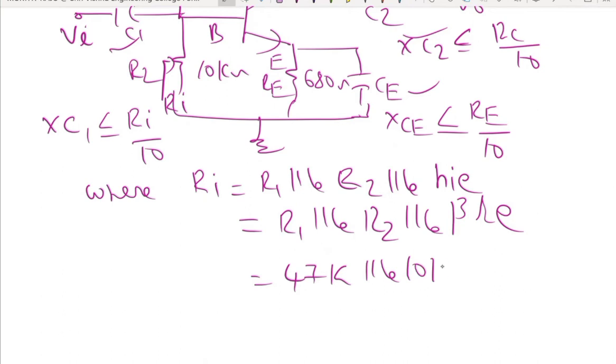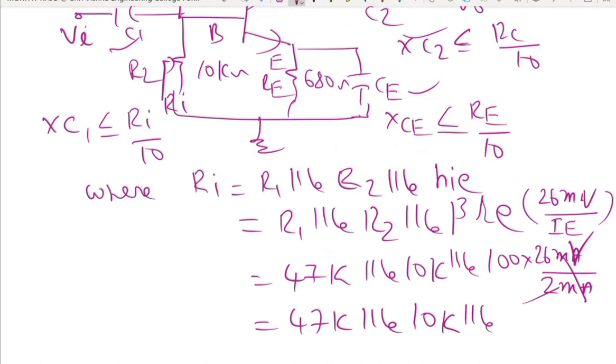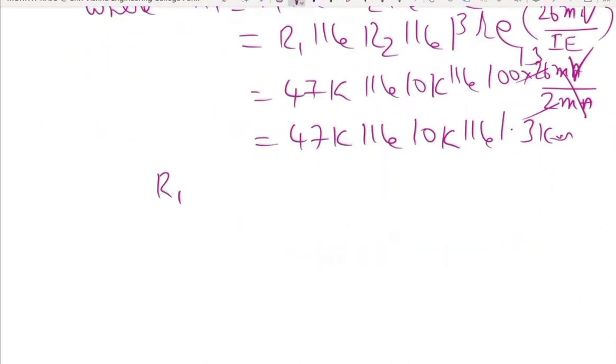R1 parallel to R2 parallel to HIE, where HIE is beta into RE, that is 47K parallel to 10K parallel to beta, which is 100, into RE, which is 26 millivolts by IE. IE is 2 milliamps. These two are cancelled. Therefore, 47 kilo ohm parallel to 10 kilo ohm parallel to 1300. 1300 means 1.3 kilo ohms. Therefore, Ri is nearly equal to 1.1 kilo ohms.